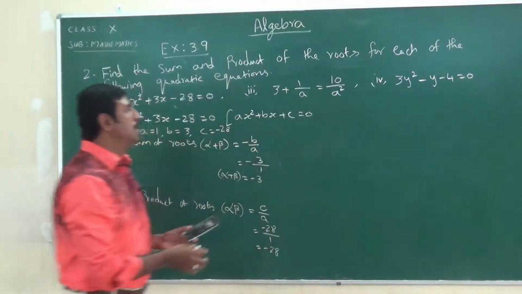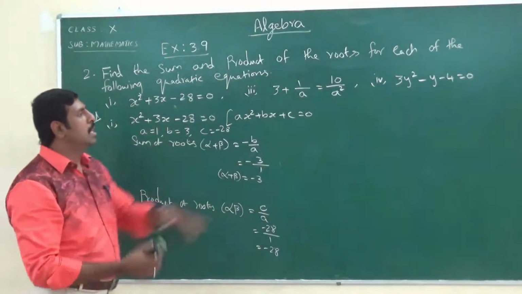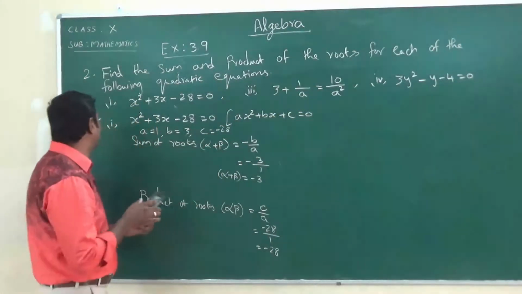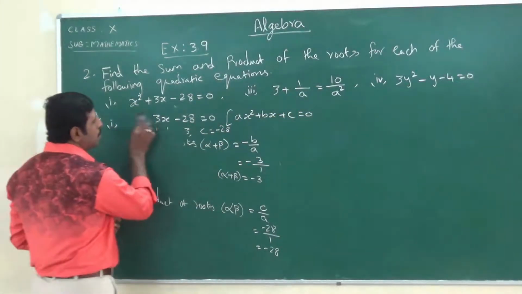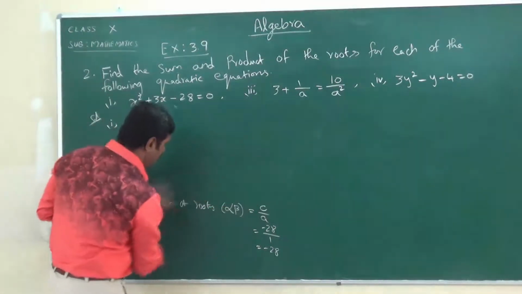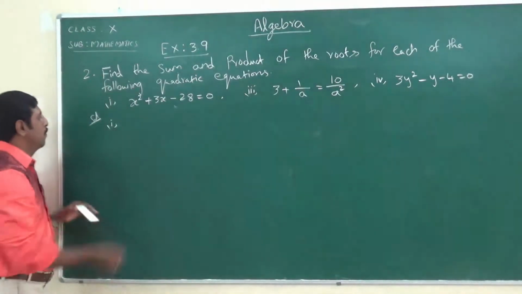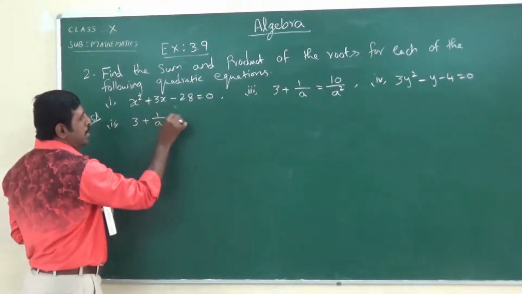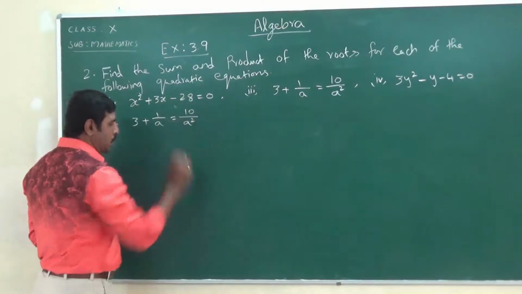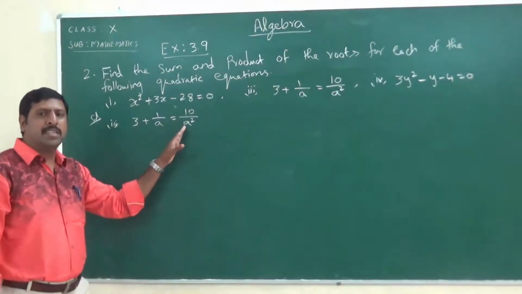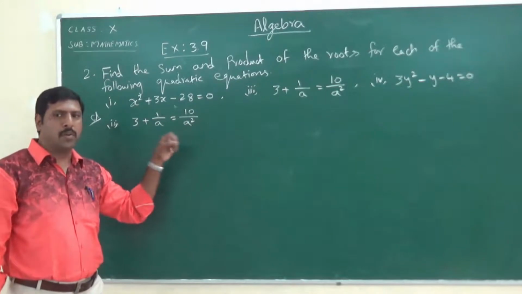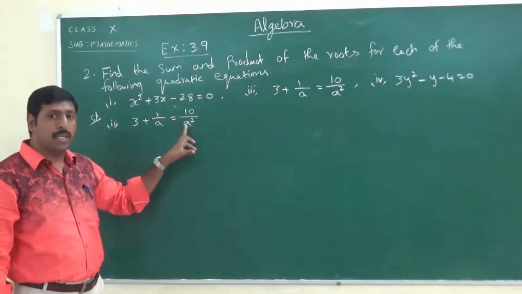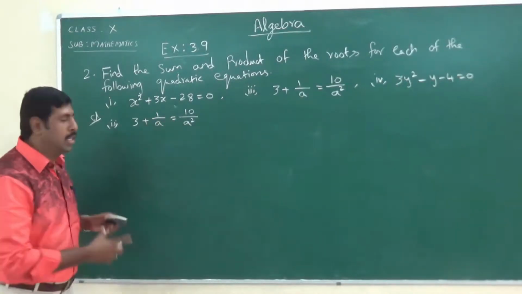Now second, Roman number 3. The given equation is 3 plus 1 by a is equal to 10 divided by a square. First of all, the given equation is not in the standard form of a quadratic equation because the variable is in the denominator, right? So here we have a square. So multiply with a square on this equation.